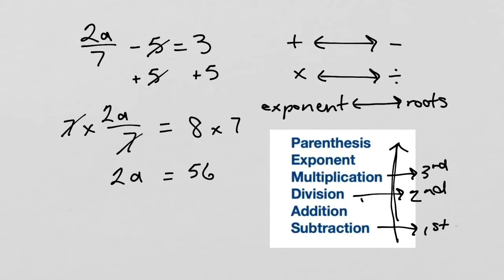Finally, we will get rid of the times 2 by performing the opposite operation on it. So we will divide both sides by 2. The 2 will cancel out. 56 divided by 2 is 28. Therefore, a equals 28. So here you can see that it's really just like the two-step equation. We are just doing more steps.